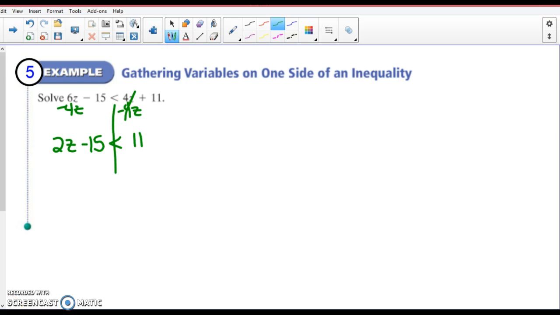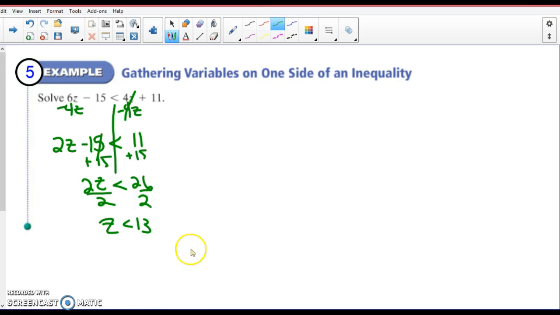Now what? Add 15 to both sides. So I have 2z is less than 26. Divide both sides by 2. z is less than 13.